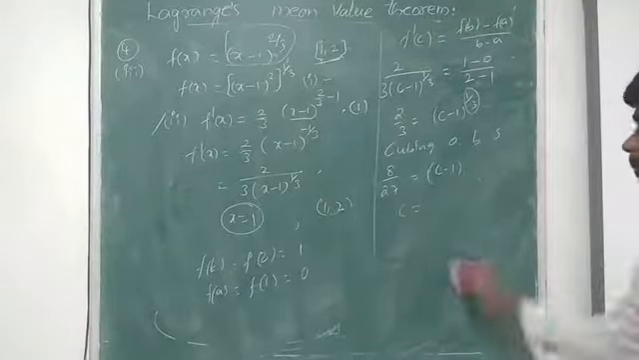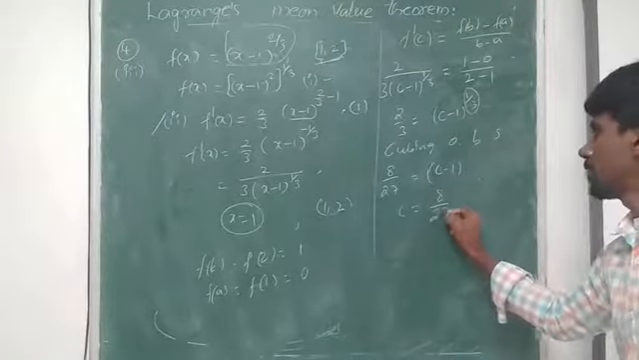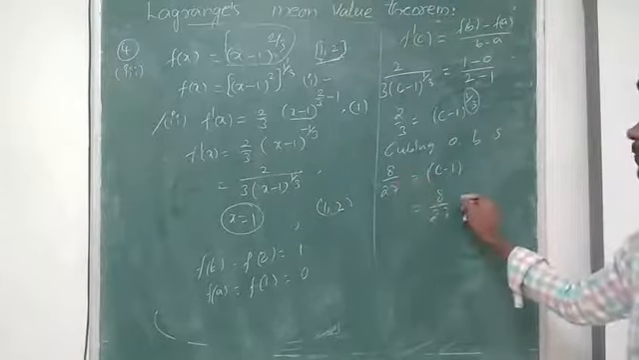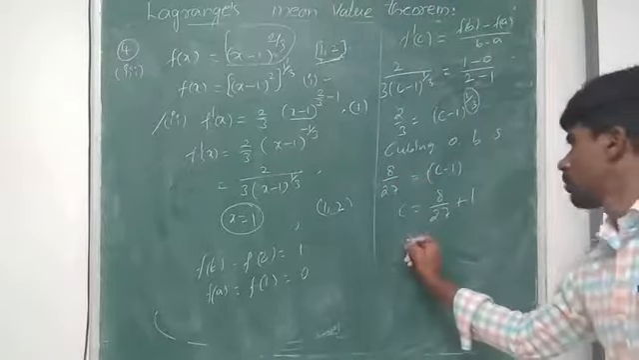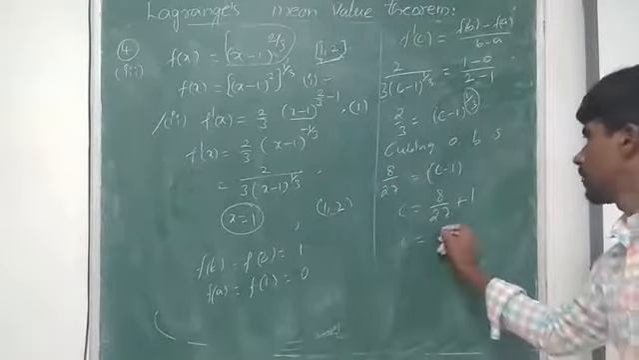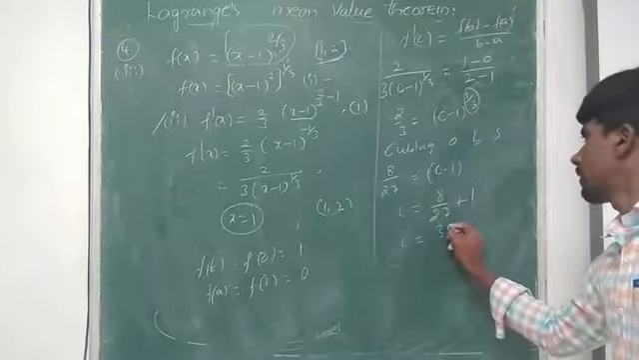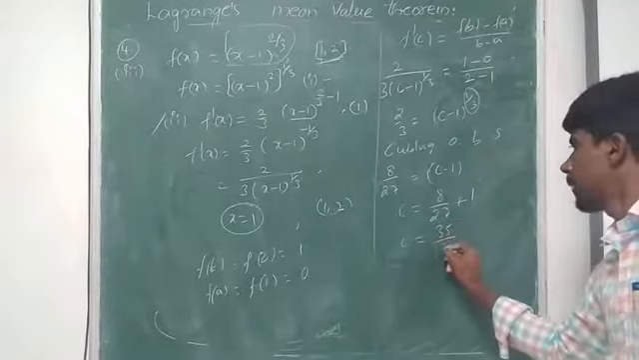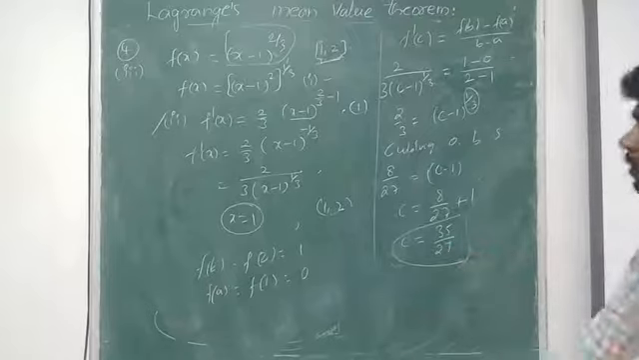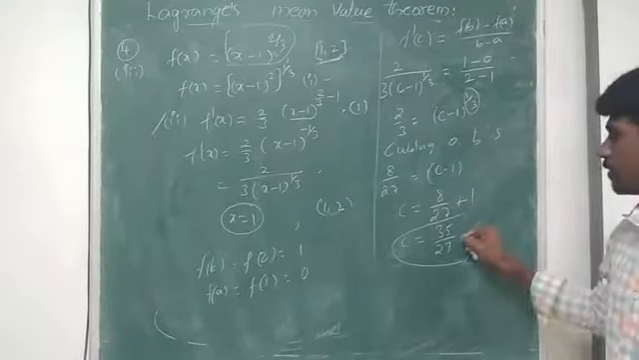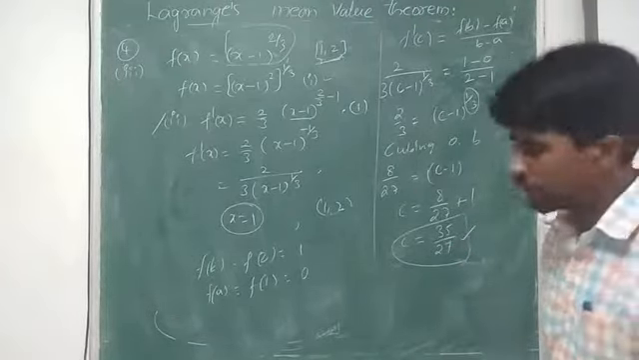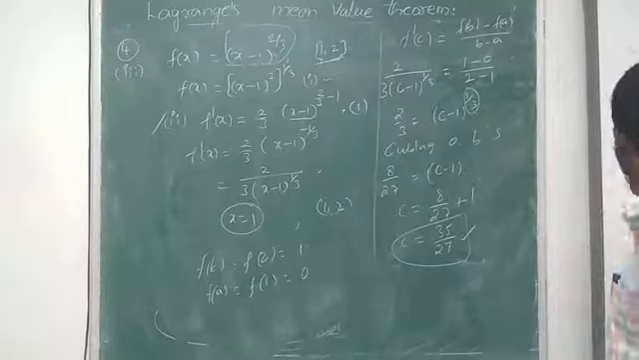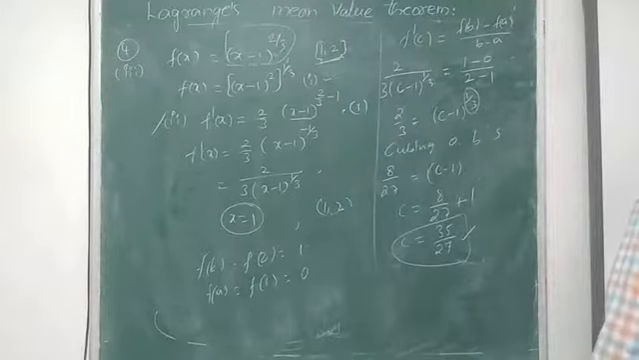Now I want c. c is equal to 8 by 27 minus 1, transpose, we get plus 1. So c is equal to 8 plus 27, 35 by 27. This is the point what we need. So this is the point c. Now next problem, problem number 5.